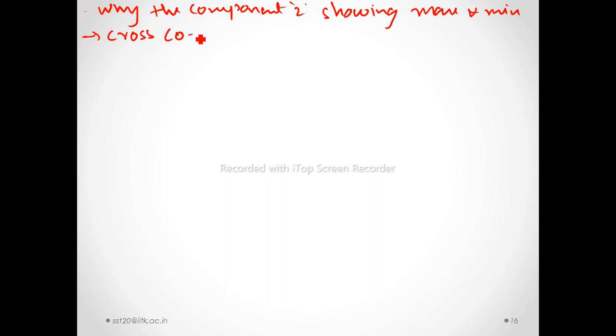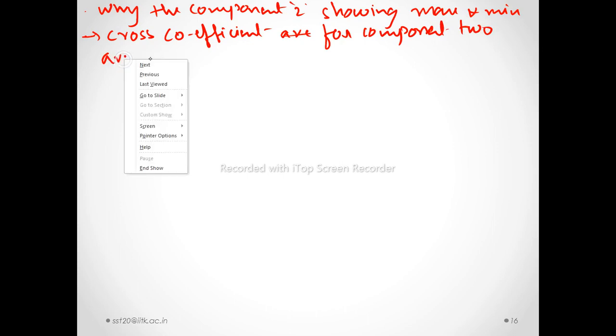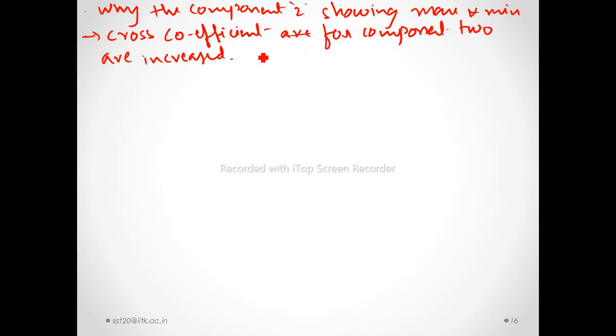Cross coefficients, cross coefficient for component 2 are increased, hence the flux of 2, that is J2, is affected.